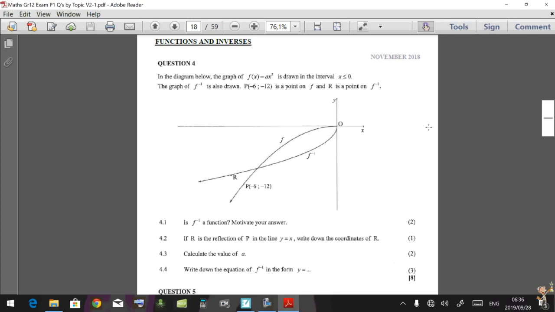And the diagram below, the graph of f of x equals ax squared is drawn in the interval x less than or equal to 0. So basically looking at the negative values of x. The graph of the inverse is also drawn, P(-6; 12) is a point on f and R is a point on the inverse. Alright, so P is on f while R is on the inverse. Okay, let's take these questions over to our platform to work.